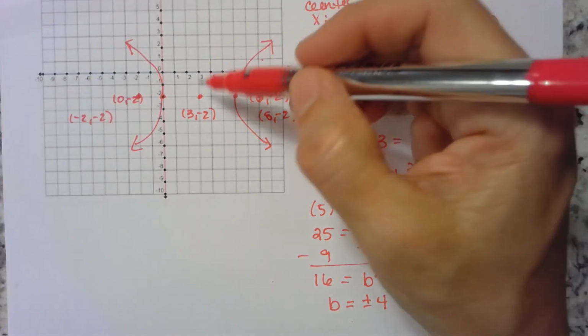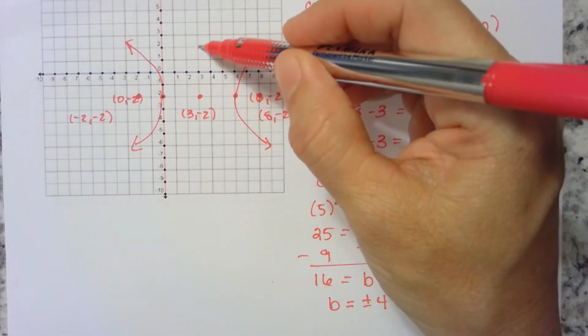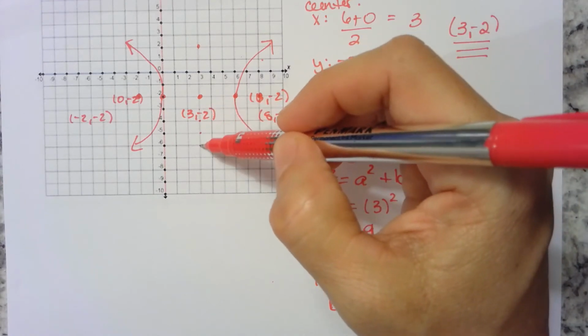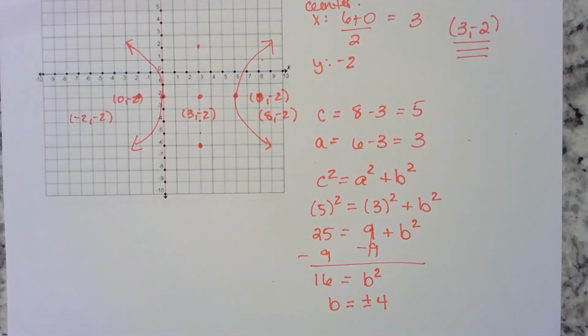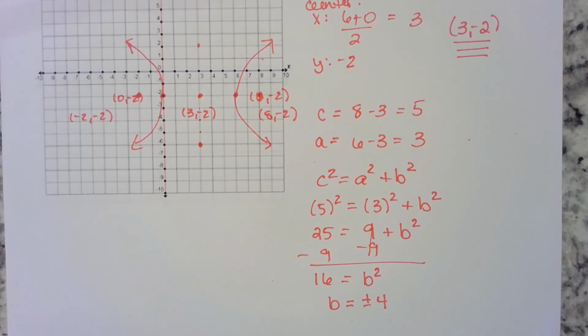And remember, that's 4 up and 4 down from your center. Those are your co-vertices. So do we have all the information we need to write our formula?